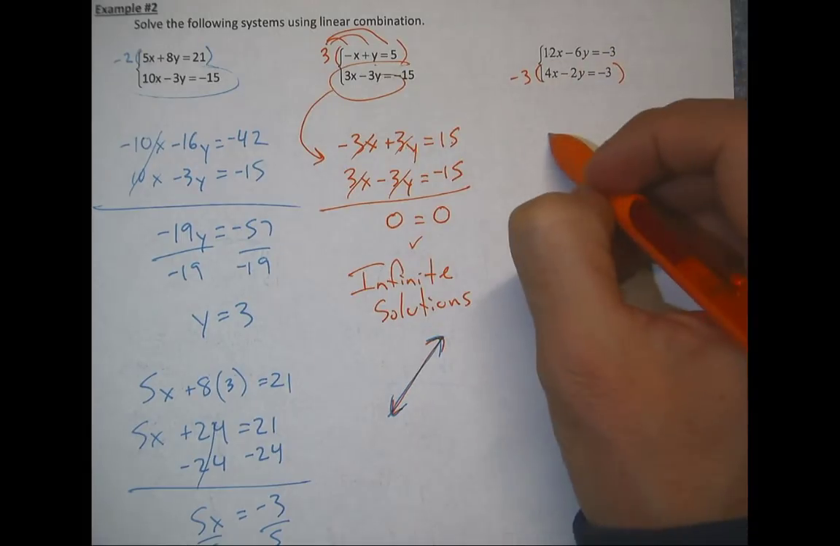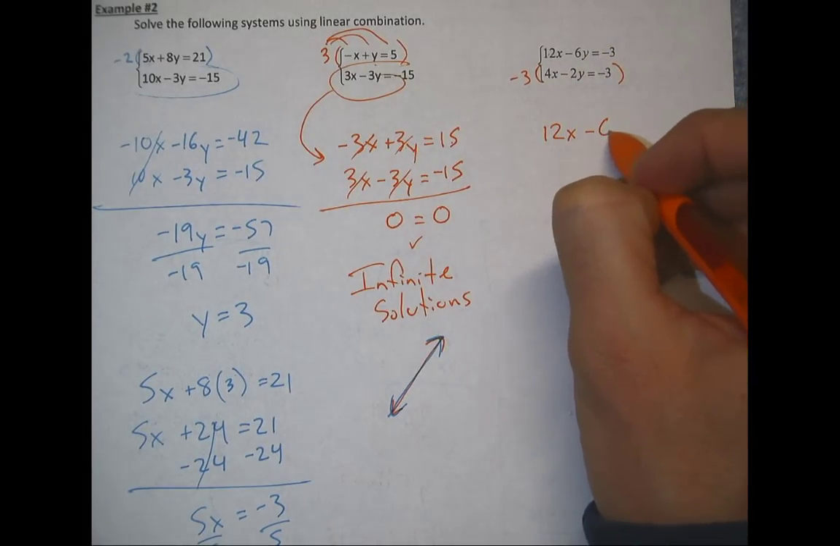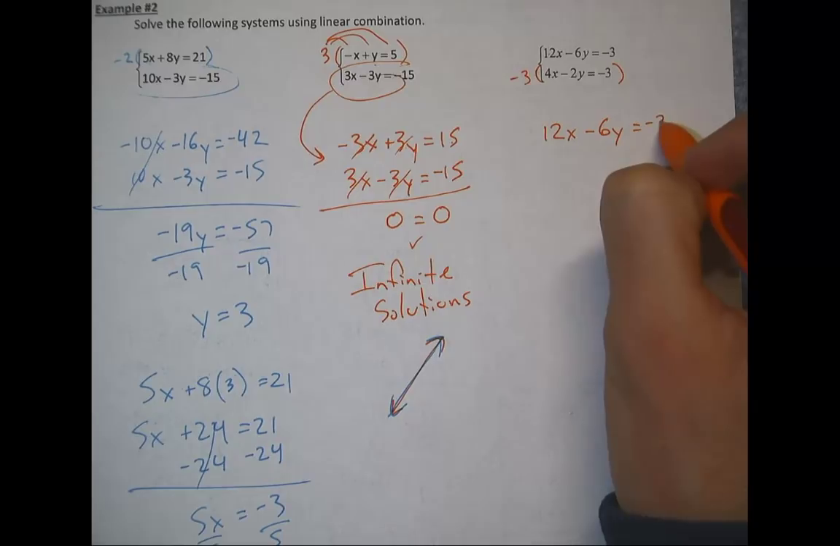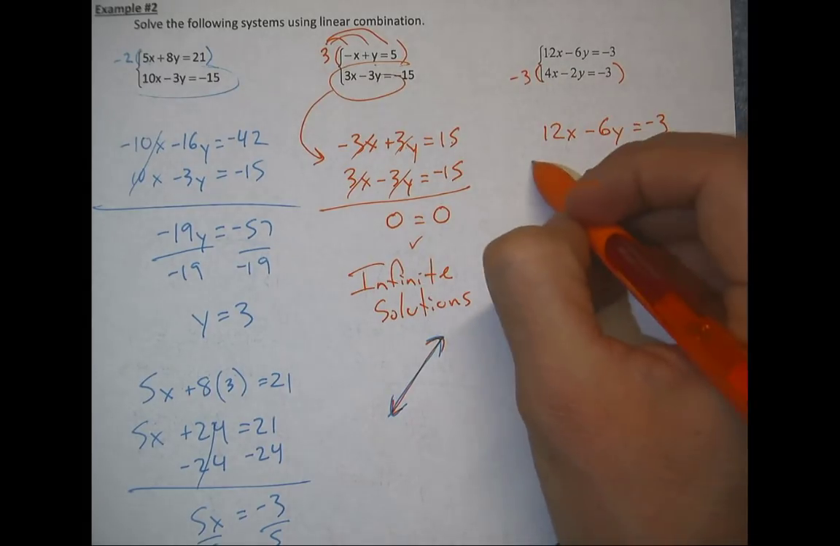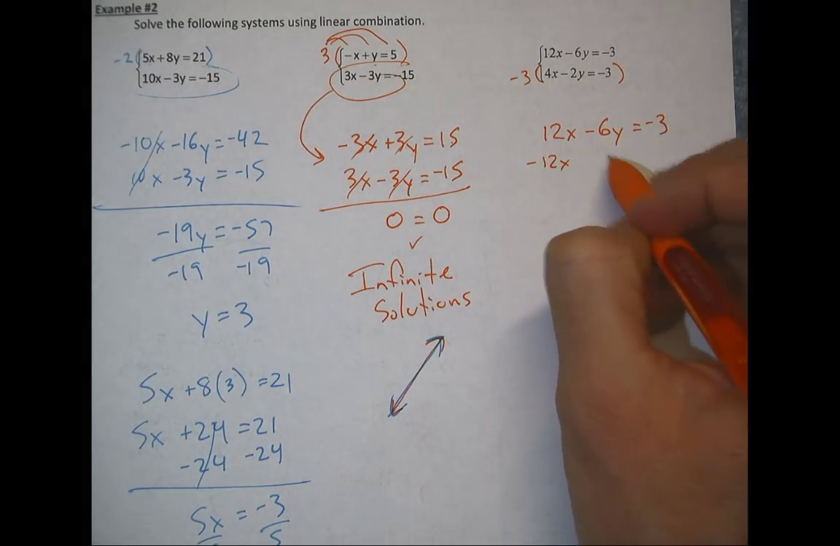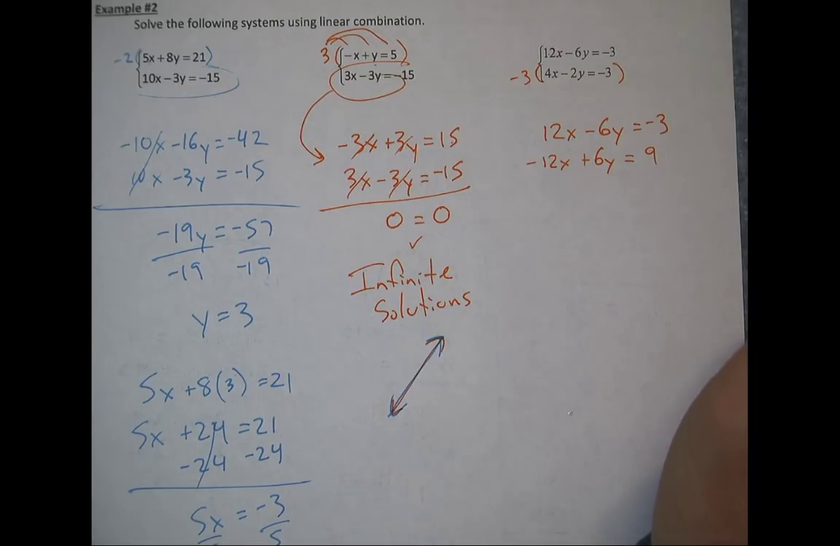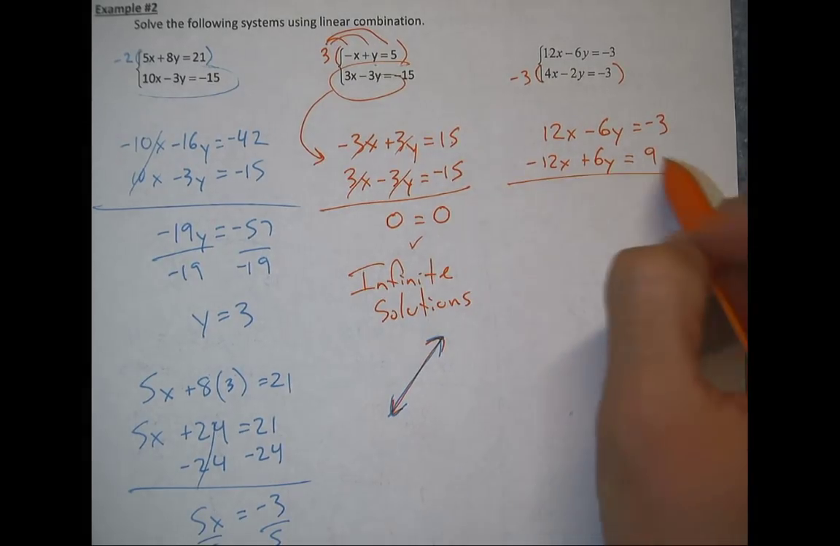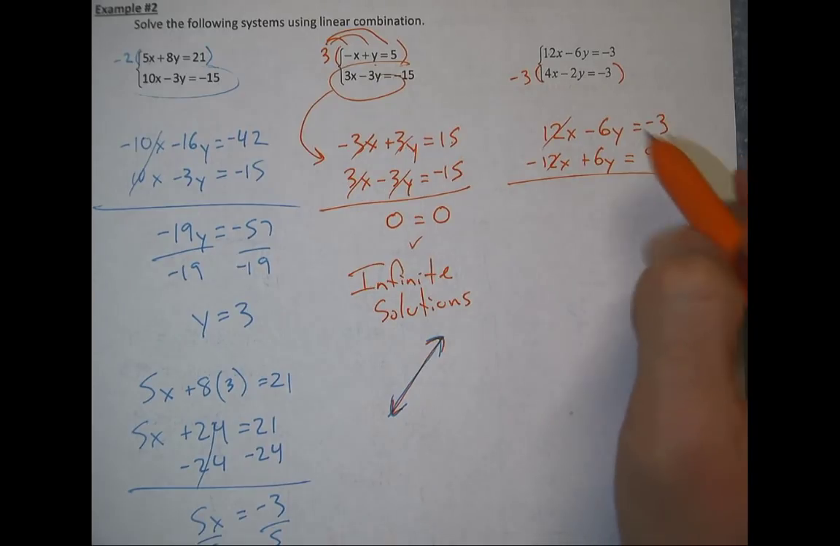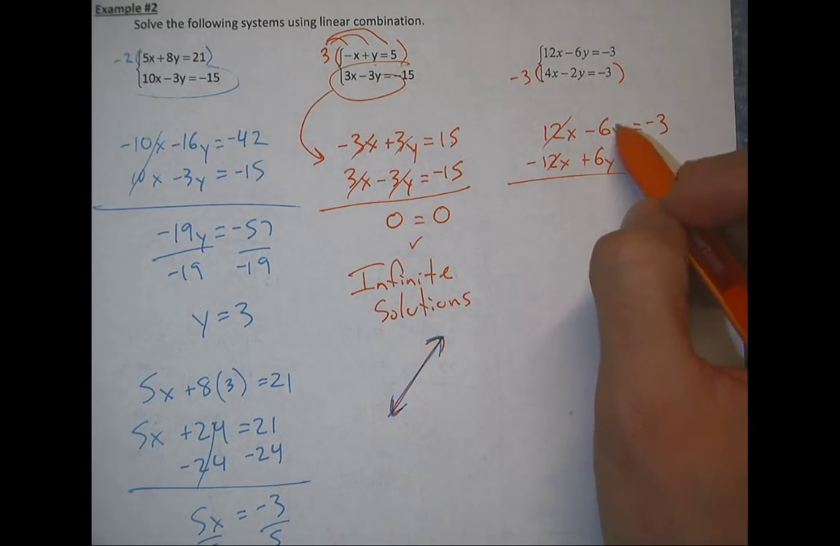So let's see what happens. I'm going to bring this down. And I'm going to multiply this one. So I get negative 12x. I'm going to get a positive 6y. And I'm going to get a positive 9. So don't forget to multiply that last part. It's important. These will cancel. That's what I was trying to do in the first place. But now these will cancel as well.